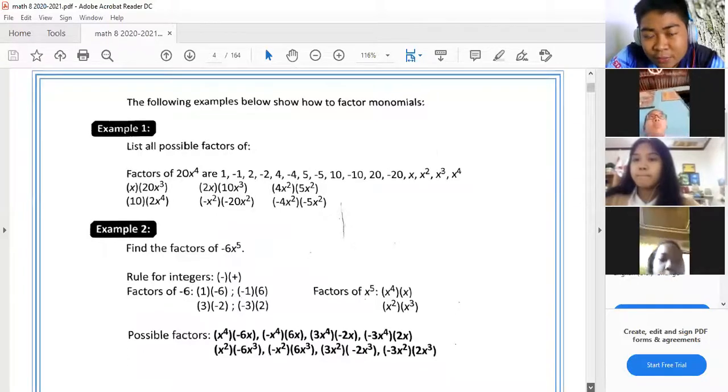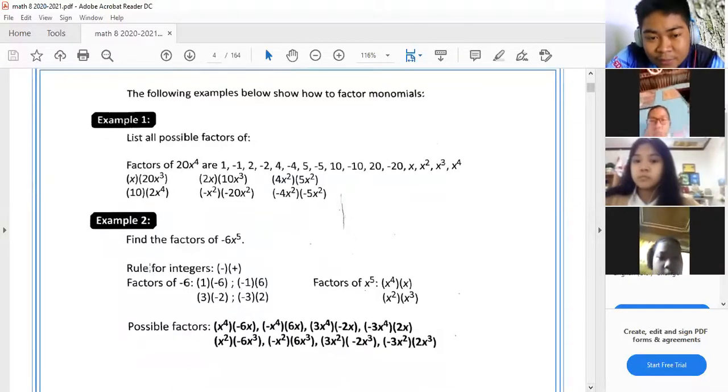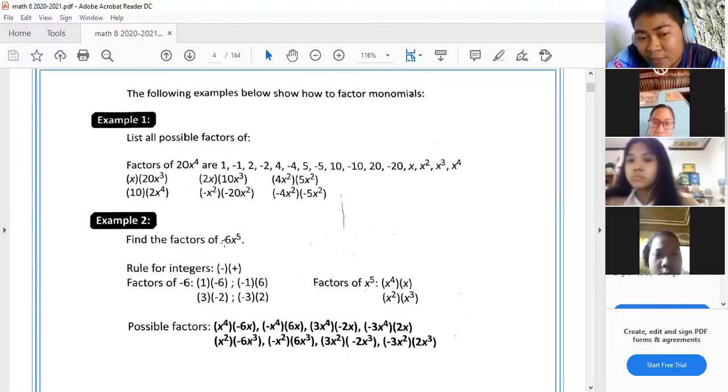So, find the factors of negative 6x raised to 5. So, rule of integer, ayan o. So, negative times positive, it is always negative. So, negative siya, kaya negative 1, positive 1 times negative 6, or it can be negative 1 times positive 6. That is always negative 6. So, 3 times negative 2, that is 6 pa din. Then, negative 3 times 2 is negative 6 pa din. So, factors of x raised to 5, pwedeng x raised to 4 times x raised to 2 times x raised to 3, or pwedeng pabaliktad.